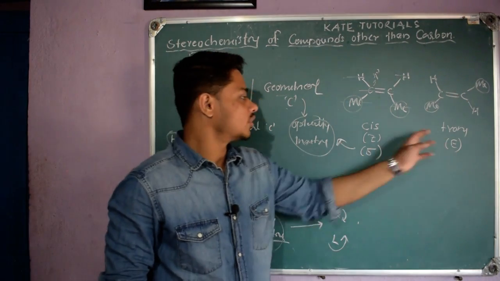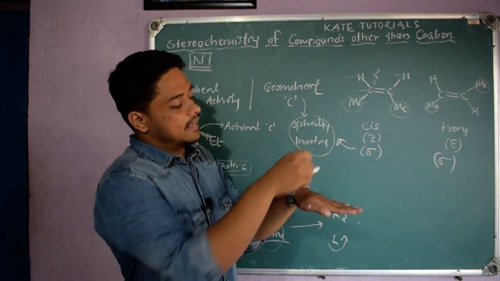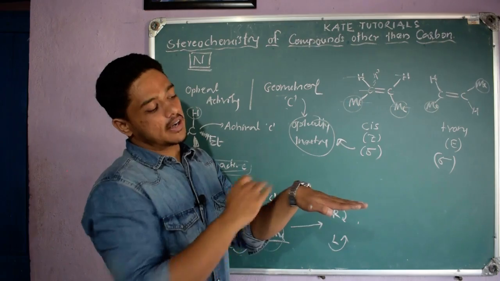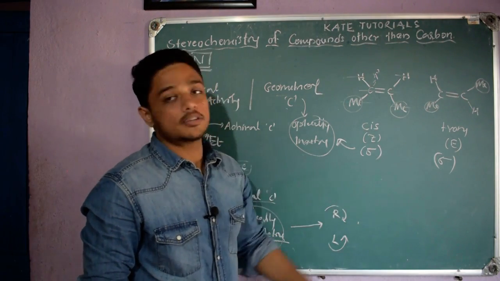What about this? So here also it has the same plane of symmetry, because one methyl here, other methyl here, hydrogen, hydrogen, all are in a single plane. So I can pass a plane which will cut all into halves. So it has a plane of symmetry.